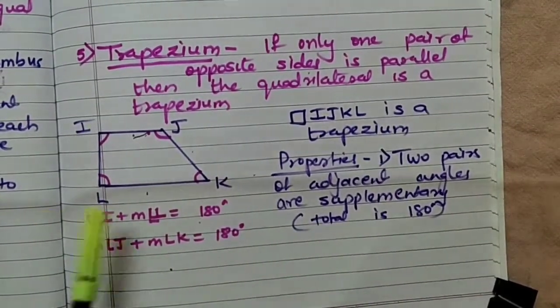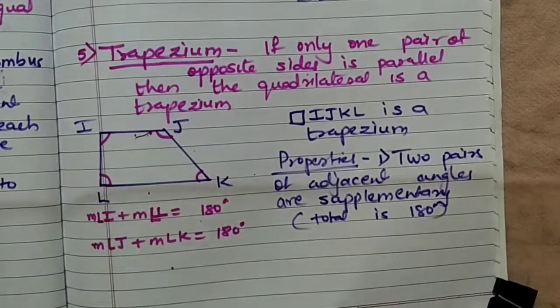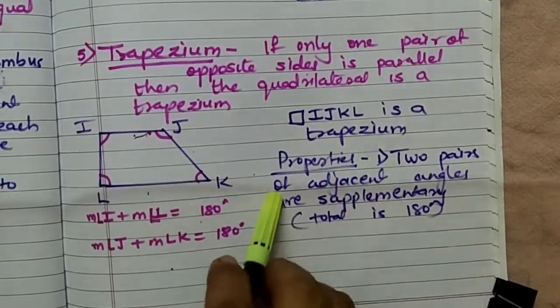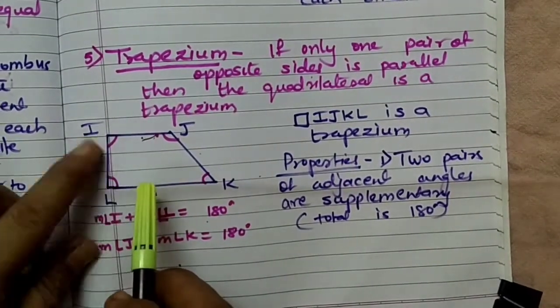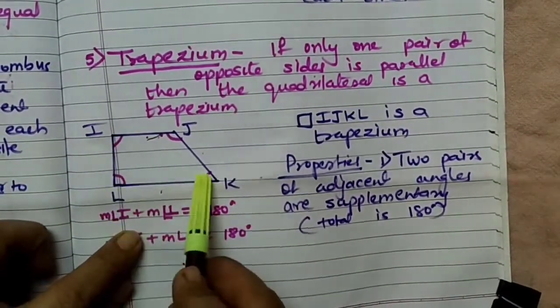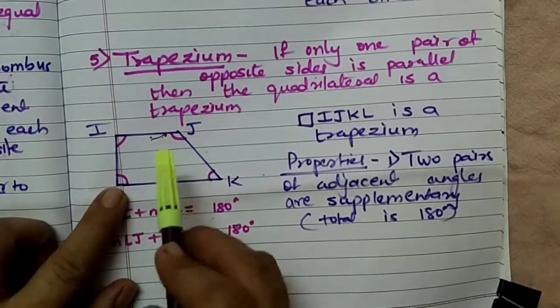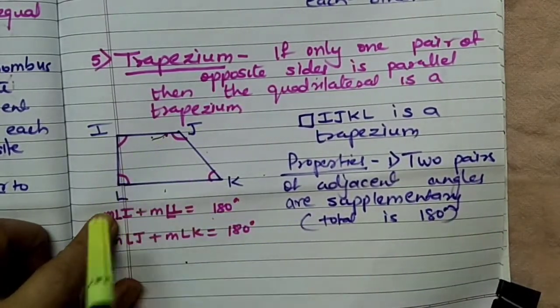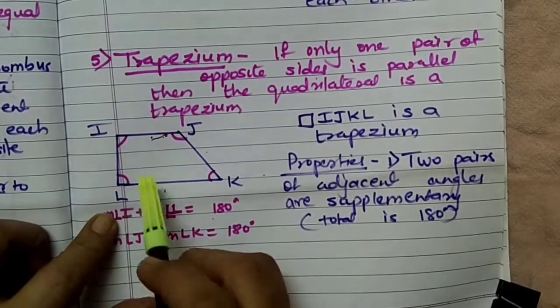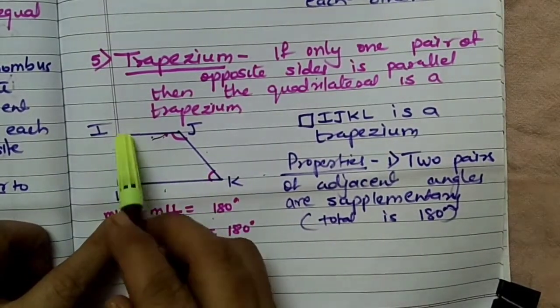So here what happens in a trapezium? Two pairs of adjacent angles. What are adjacent angles? These are adjacent to each other. These are also adjacent to each other. But these two are not adjacent to each other. They are opposite to each other. So an adjacent angle is one which has a common side between them.